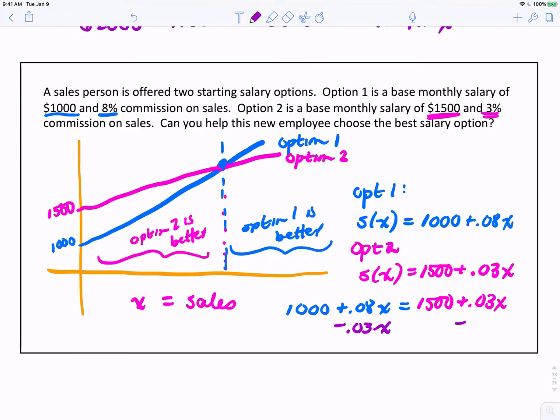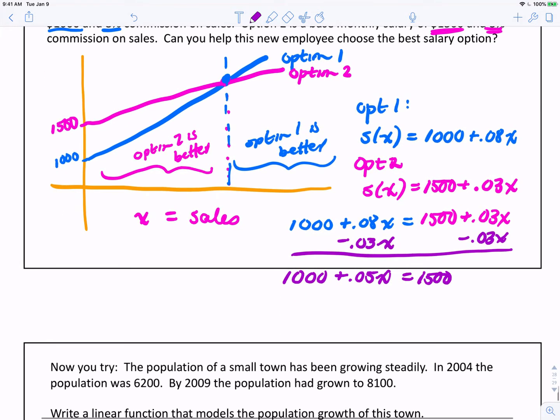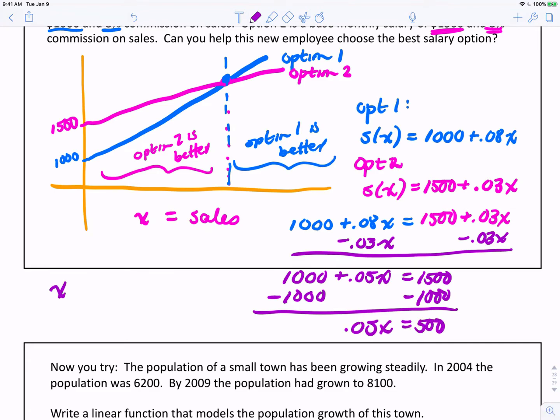We'll find out. We will subtract 0.03x from each side. That gives us 1,000 plus 0.05x is equal to 1,500. If we subtract 1,000 from each side, we have 0.05x is equal to 500. And if we divide both sides by 0.05, let me get out a calculator to do that. 500 divided by 0.05 gives us 10,000.